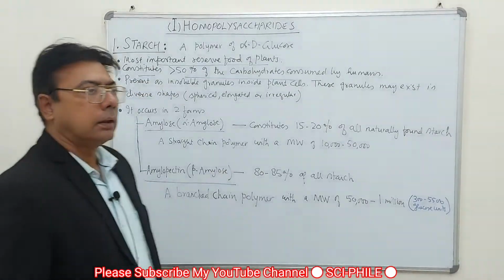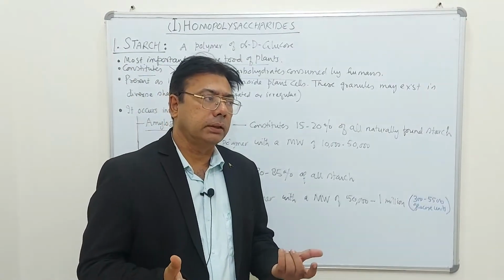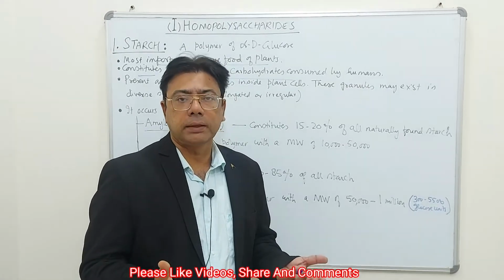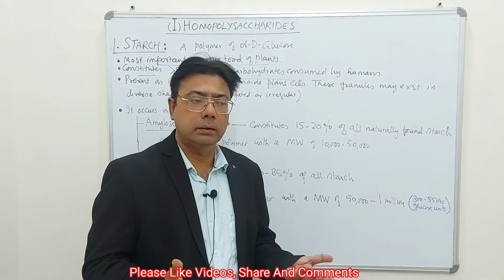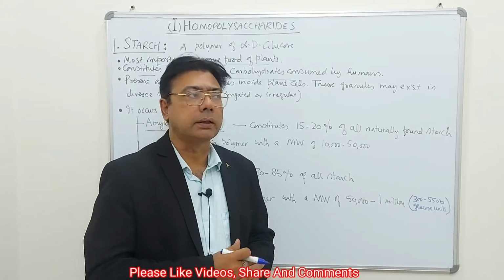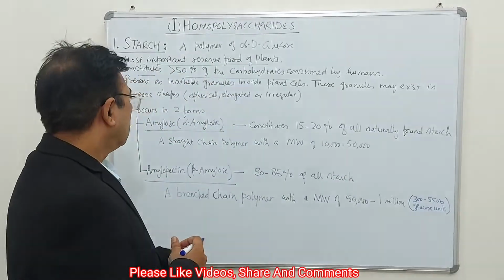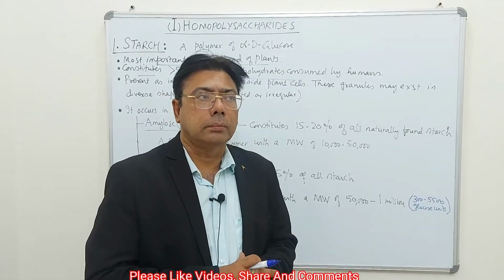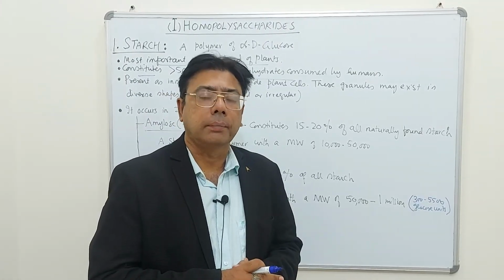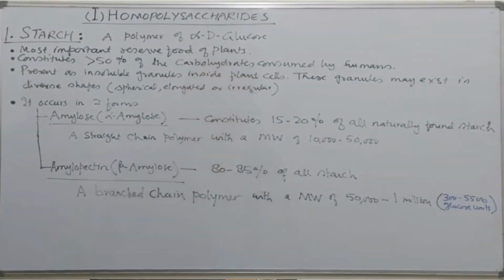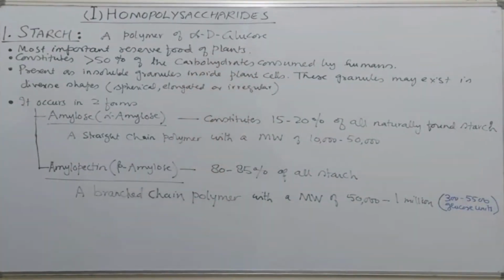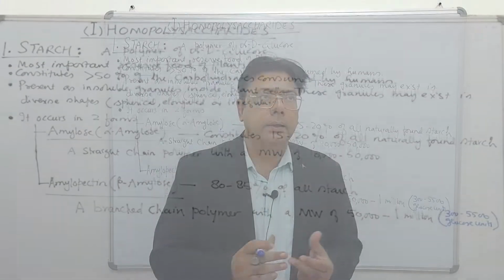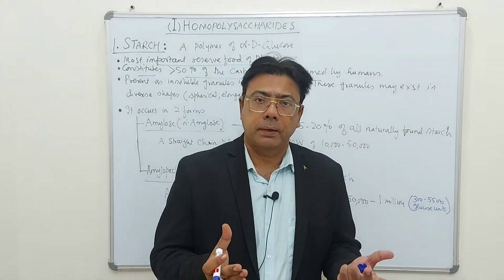Inside plant cells, it exists as granules of various forms, which may be spherical or elongated or irregular in shape. Now you see that this starch exists in two main forms. One is called amylose or alpha amylose, to be technically correct, which is a straight chain polymer, and another is amylopectin, which is more common, and is a branched polymer of alpha D glucose.